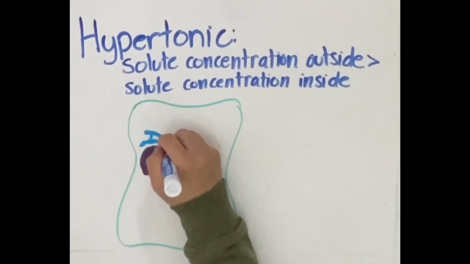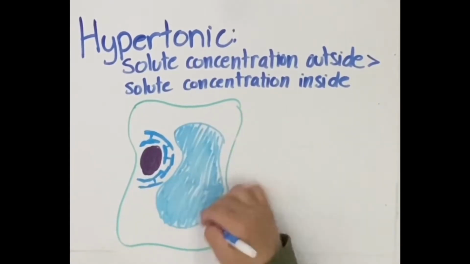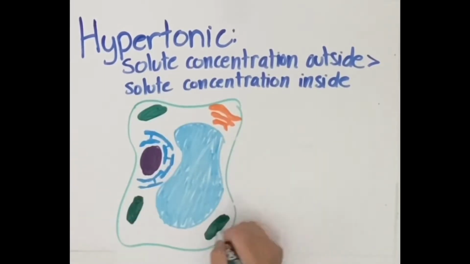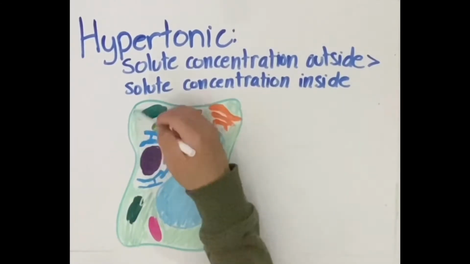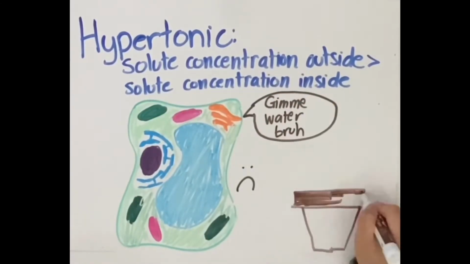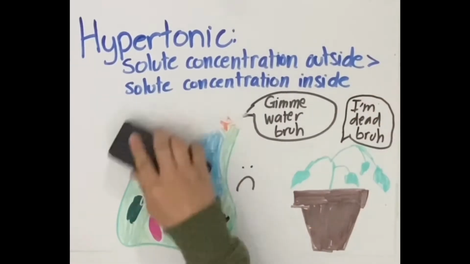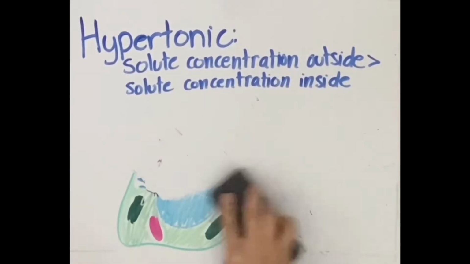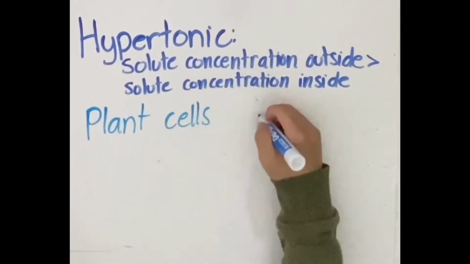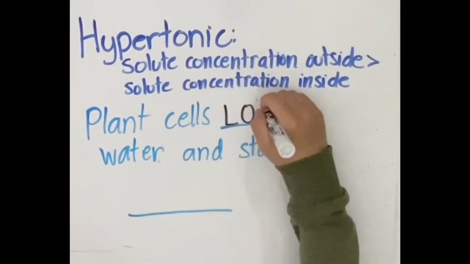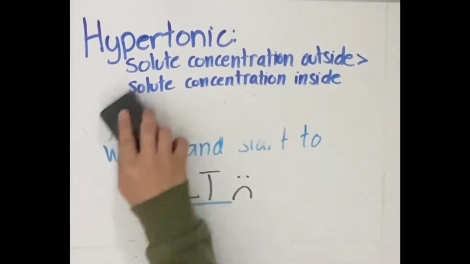Now take a look at this small, little, dandy plant cell. It looks happy, right? But no, it's actually really sad and miserable because it's losing water and its plant is dying. This is because in a hypertonic solution, plant cells lose water and start to wilt.